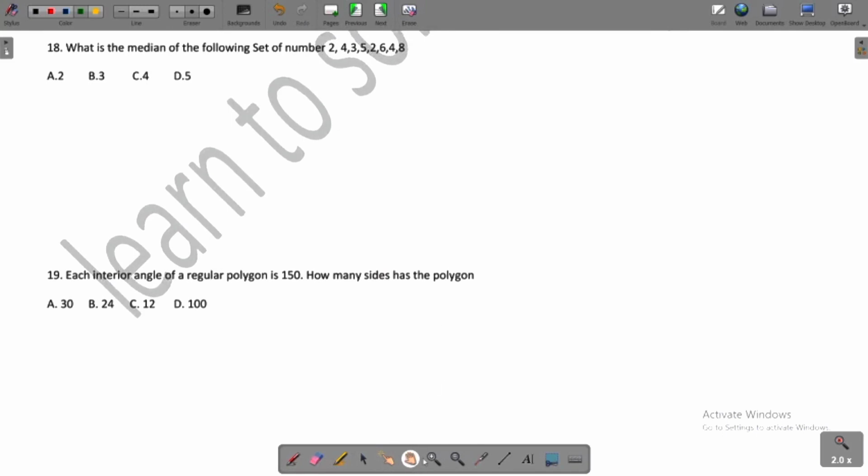The next question says, what is the median of the following set of numbers: 2, 4, 3, 5, 2, 6, 4, 8? So we're looking at the median of the numbers. The first thing you do is arrange the numbers from the smallest to the biggest, or from the biggest to the smallest, ascending order or descending order. We are using ascending, that is from the smallest to the biggest.